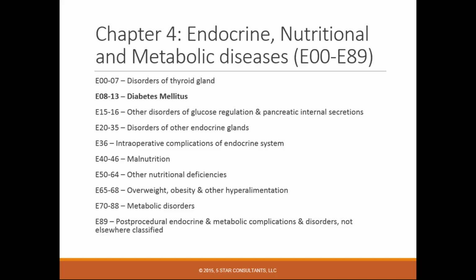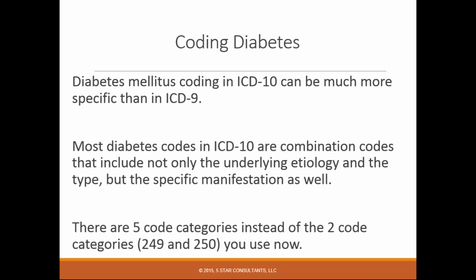You may have a T code as well. E40 to 46 is malnutrition. E50 to 64 is other nutritional deficiencies. E65 to 68 is our obesity and hyperalimentation problems. E70 to 88, metabolic disorders. And E89, more post-procedural endocrine and metabolic complications not elsewhere classified. So you can see there's a lot in that chapter.